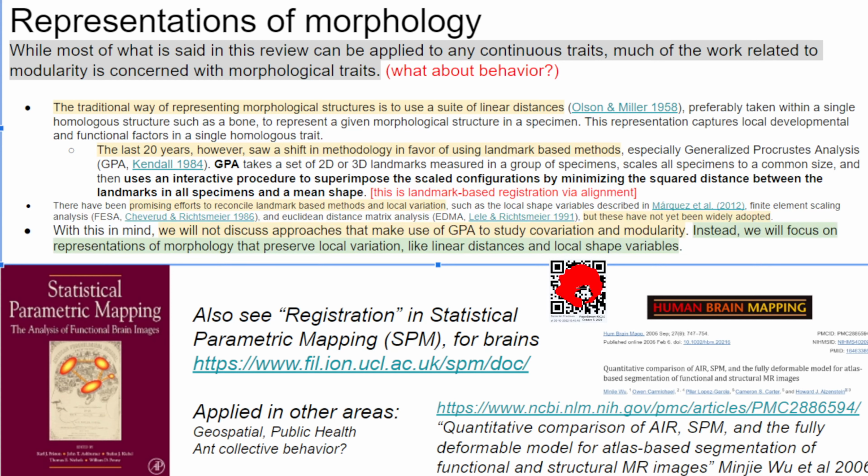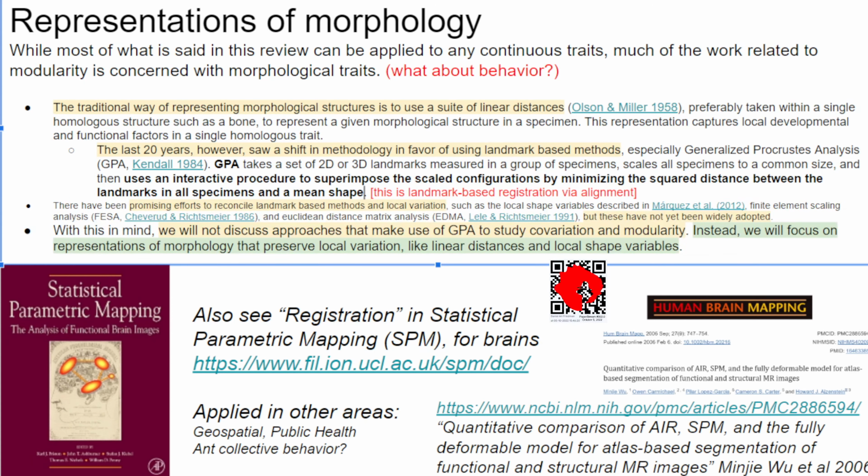So going a little bit into how they're representing morphological data, they say the traditional way of representing morphological structures is to use a suite of linear distances. The last 20 years, however, saw a shift in methodology in favor of using landmark-based methods and generalized Procrustes analysis, GPA. GPA takes a set of 2D or 3D landmarks measured in a group of specimens, scales all specimens to a common size, and then uses an iterative procedure to superimpose the scaled configurations by minimizing the squared distance between the landmarks in all specimens and a mean shape.